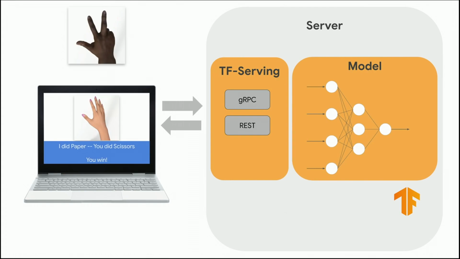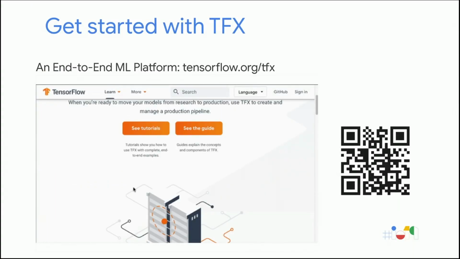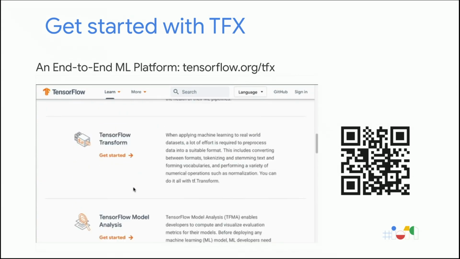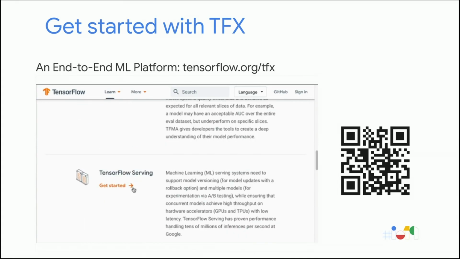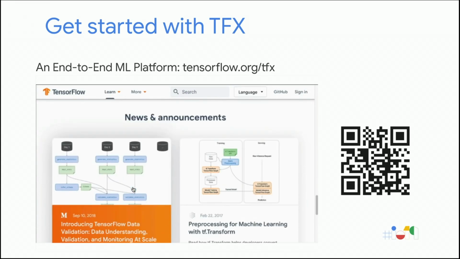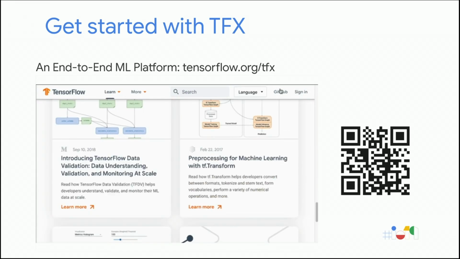TensorFlow Serving is what we use internally for many of our largest machine learning models, so it's been optimized to have low latency and high throughput. You can check it out at TensorFlow.org. There's an entire suite of production pipelining and processing components that we call TensorFlow Extended, or TFX. You can learn more about those at TensorFlow.org using that handy-dandy QR code right there.